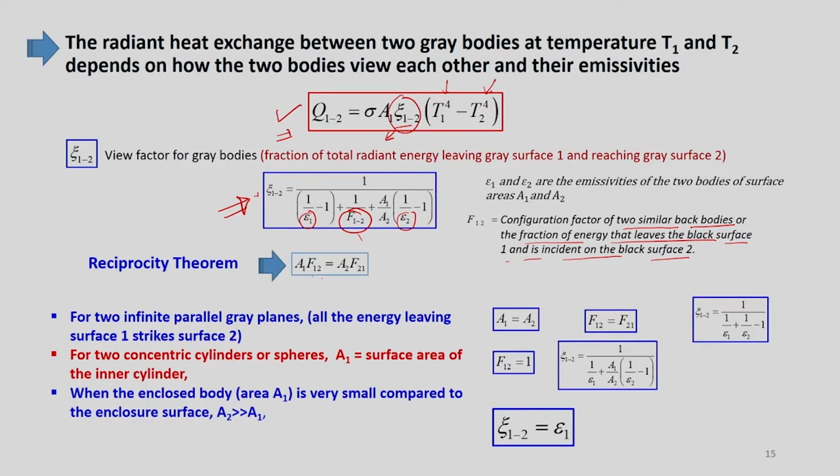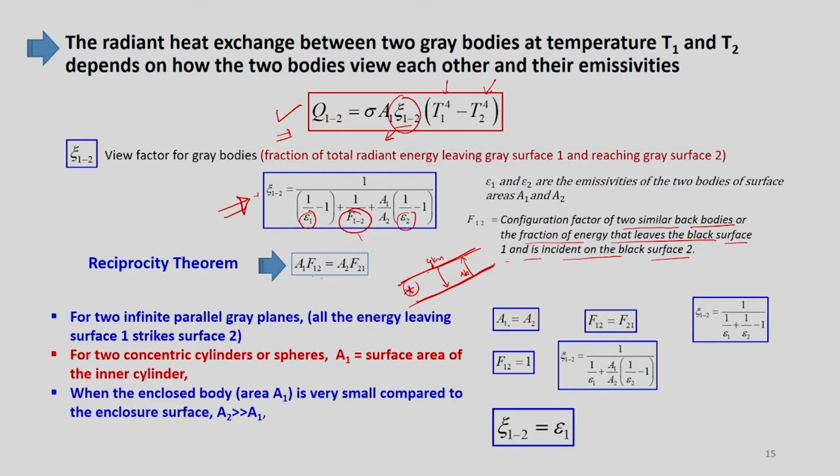We can draw a few cases, say for two infinite parallel gray plates. That means all the energy leaving surface 1 strikes surface 2. So, if we take just two infinitely parallel plates, this condition is valid for the design of a flat plate collector, because maybe this part we can consider as glass cover and this part may be the absorber. So, how this radiation exchange takes place, this knowledge we can apply for designing this flat plate collector.